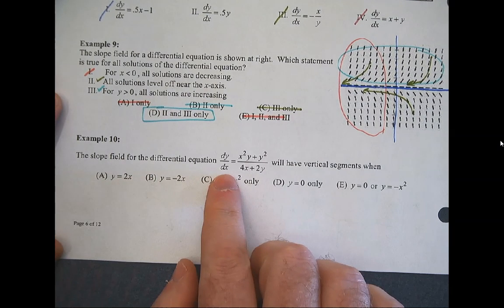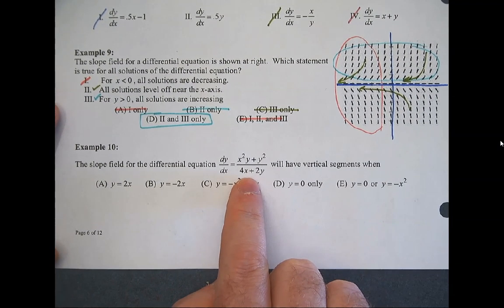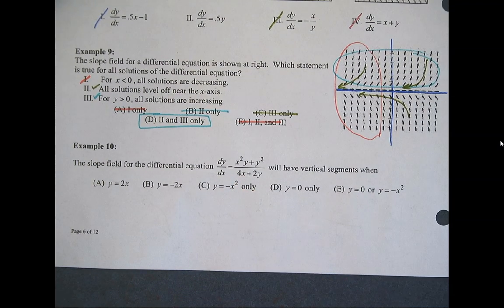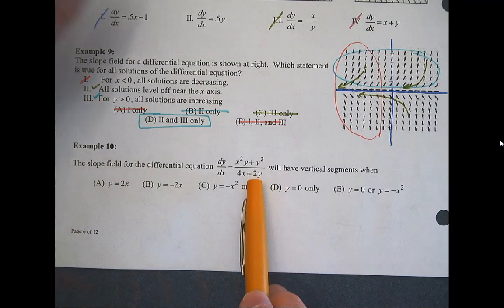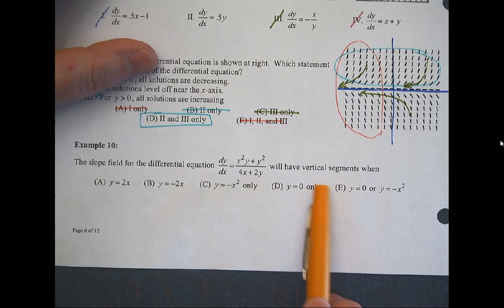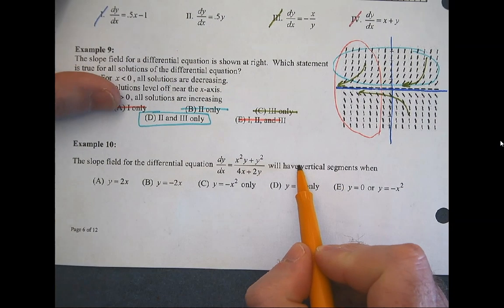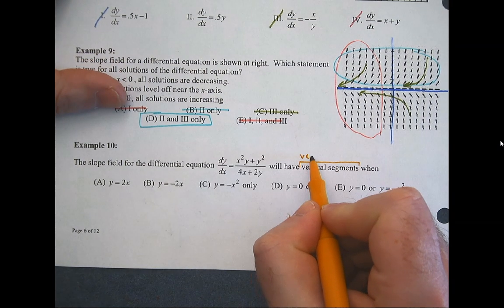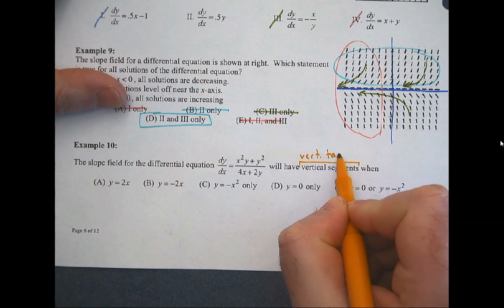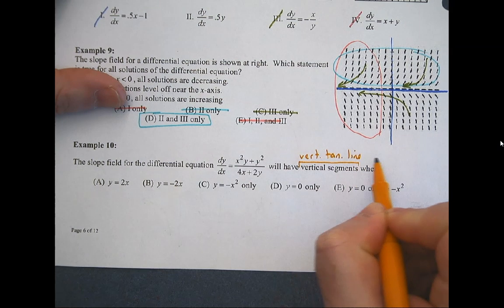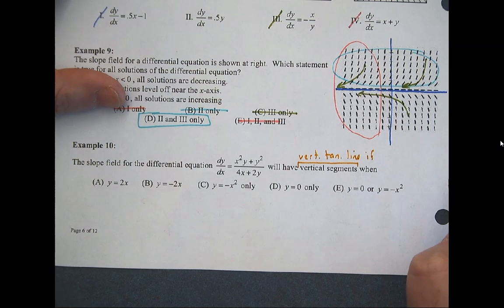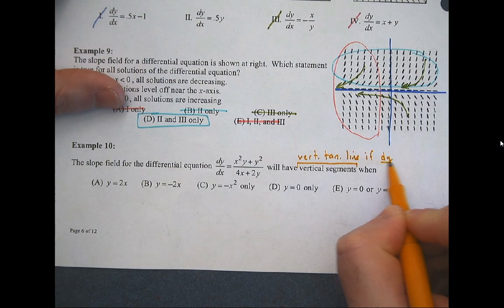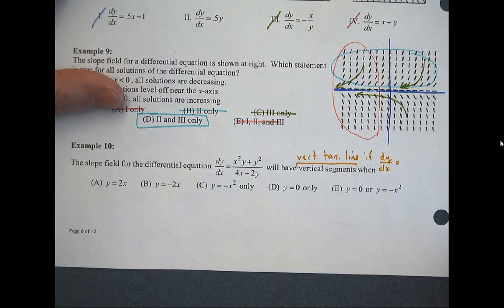The slope field for the differential equation, I wouldn't want to try to plug into that. I'd use my calculator for sure and write a little program that would do it for us. But it doesn't ask us to sketch the slope field. It wants us to find the vertical segment. So what do you think these vertical segments are equivalent to? Hopefully you said vertical tangent lines. And when do we have a vertical tangent line? If what's true? If dy/dx equals 0?